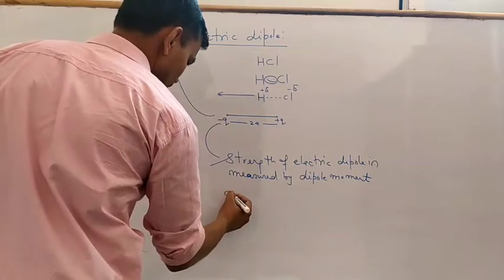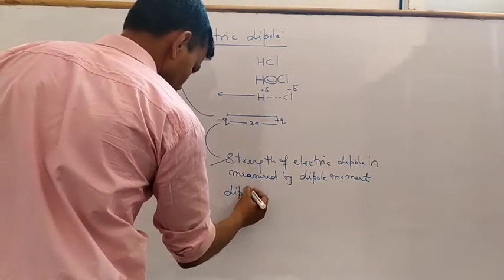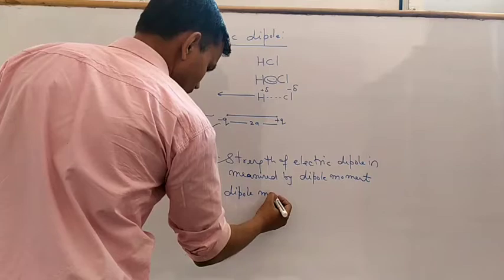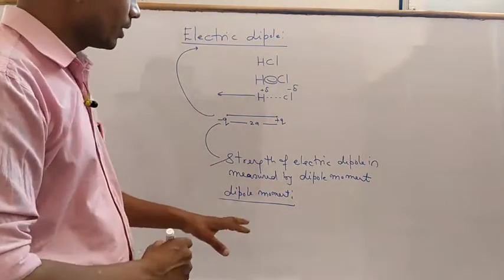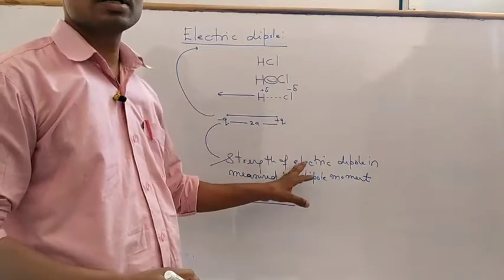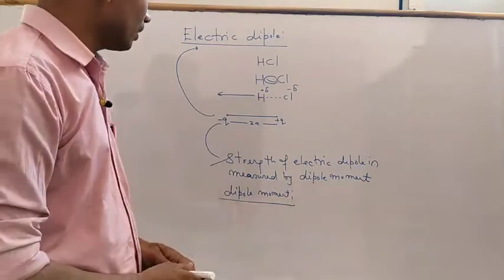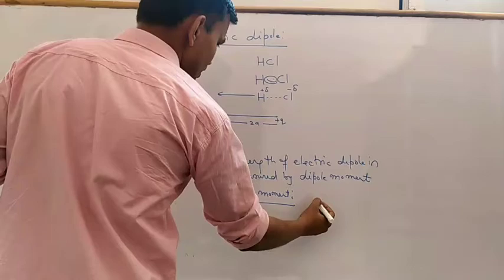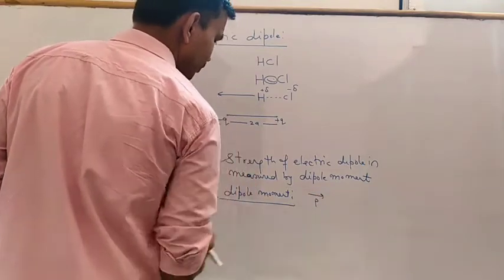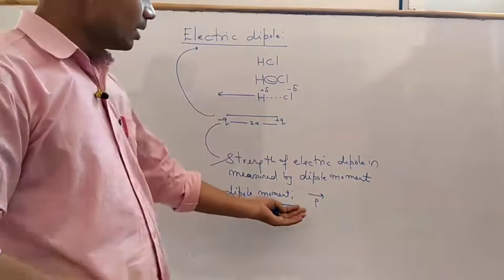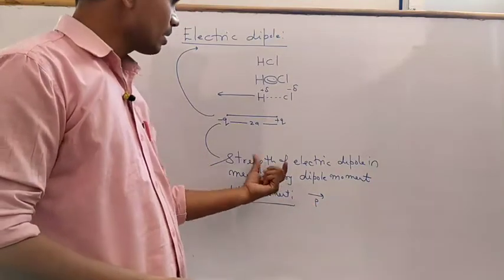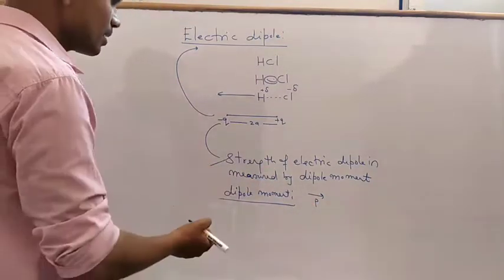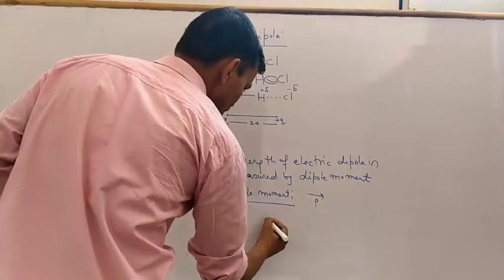Next topic, the dipole moment. What is the meaning of dipole moment? As already written, it measures the strength of the electric dipole, and it is a vector quantity. It is represented by vector p, and since it is a vector quantity, it has magnitude and direction. It is directed from negative to positive charge.